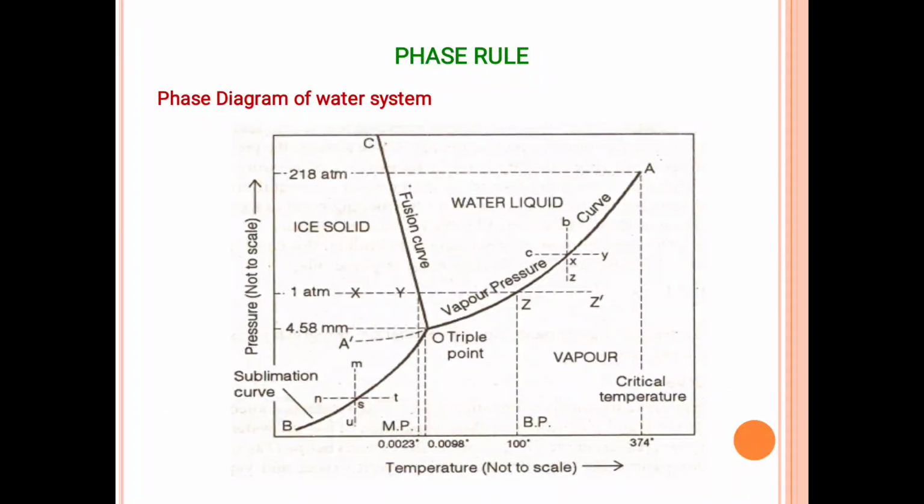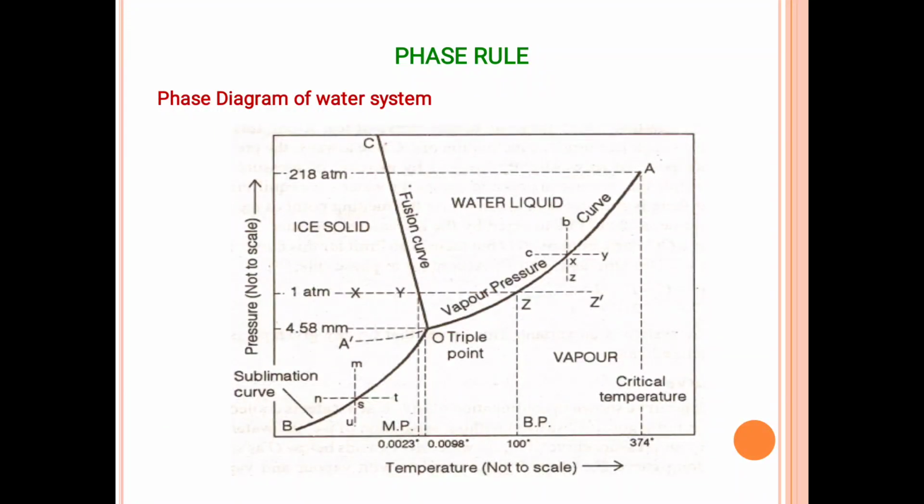So the curve OA is called the vaporization curve. It represents the equilibrium between water and vapor. At any point on the curve, the equilibrium existing is water and water vapor. The degree of freedom of the system is 1, that is, the system is univariant here. This can be given by Gibbs phase rule. So this equilibrium will extend up to the critical temperature, that is 374 degrees Celsius. Beyond the critical temperature, the equilibrium will disappear and only water vapor will exist.